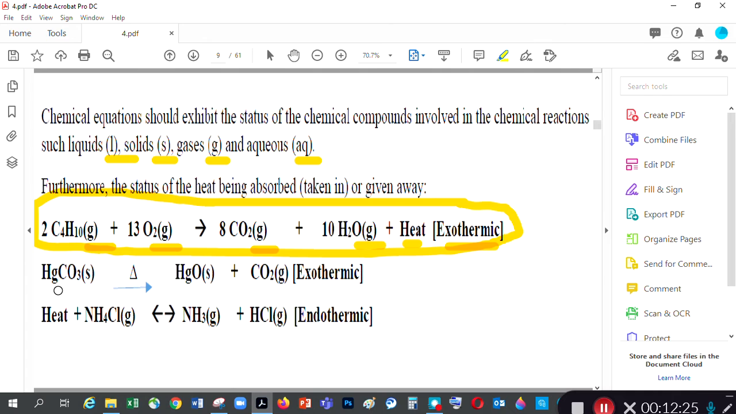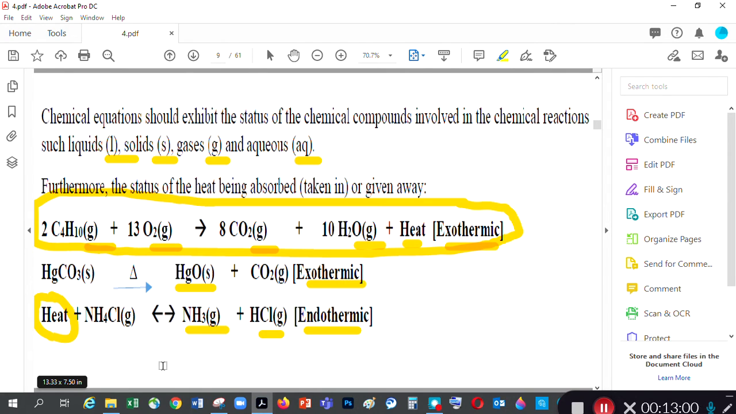The second reaction is a decomposition reaction. Mercury(II) carbonate heated will give us mercury(II) oxide and CO2 gas. This is another exothermic reaction. Ammonium chloride, heated, absorbing the heat, decomposes to ammonia and HCl. That's an endothermic reaction, so the heat has to be put in for this reaction to decompose ammonium chloride, correct?